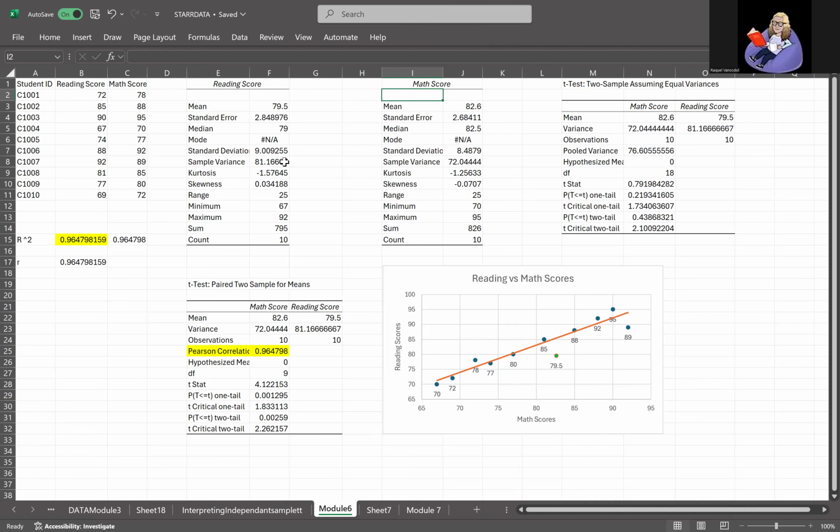The distributions are almost symmetrical. So from just that analysis, you can determine that if a student is going to score high on reading, they will also score high on math, and also score high on reading. I then ran a t-test paired two sample for means and the t-test two sample assuming equal variances. The t-test paired two sample for means gave me the Pearson correlation as well.